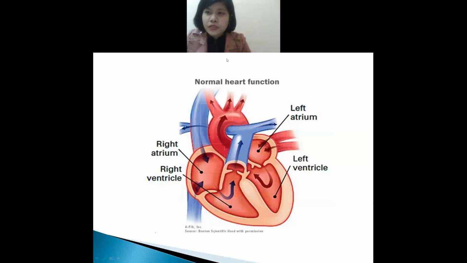The oxygenated blood passes through the valves to the left ventricle, and the aortic valve opens and pumps it to the aorta, to all parts of the body. You just see the chat box, Johnson. Google chat box.